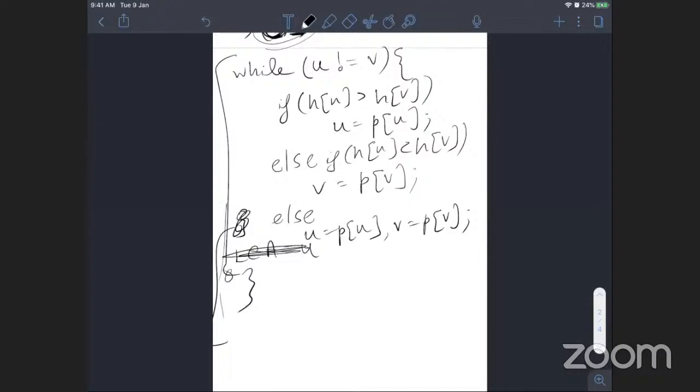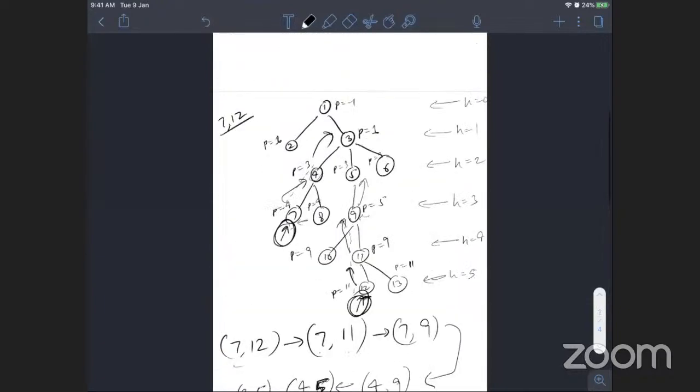If both of them are at the same height in the tree, like here 7 and 9 are at the same height in the tree, but they are not the same value, so you can move both of them up. You know that both of them definitely need to move up to find the LCA. So basically, the idea of picking the deeper guy and moving him up is that you're definitely sure that he needs to move up to be able to find the LCA.